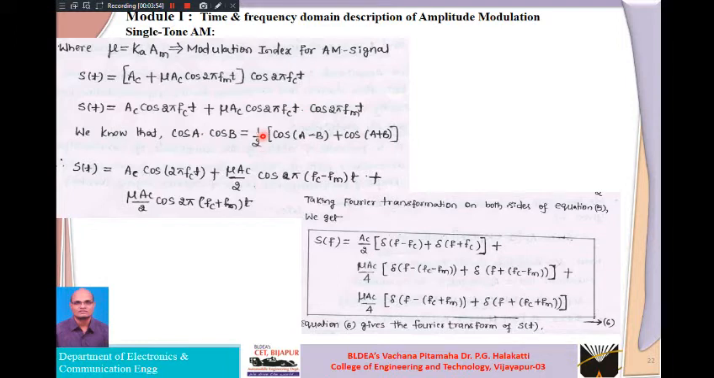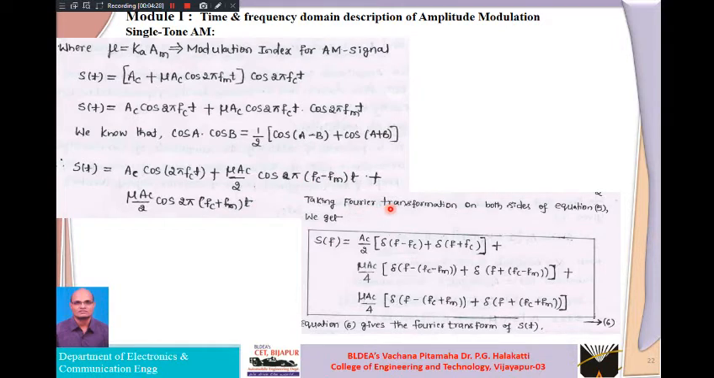The formula replaces the product of two cosine terms by the sum of two cosine terms: half into the bracket cos(A+B) plus cos(A−B). Applying this, we get Ac cos 2πfct plus mu Ac by 2 cos 2π(fc−fm)t and cos 2π(fc+fm)t. So these will be the lower and upper side frequencies we are getting.